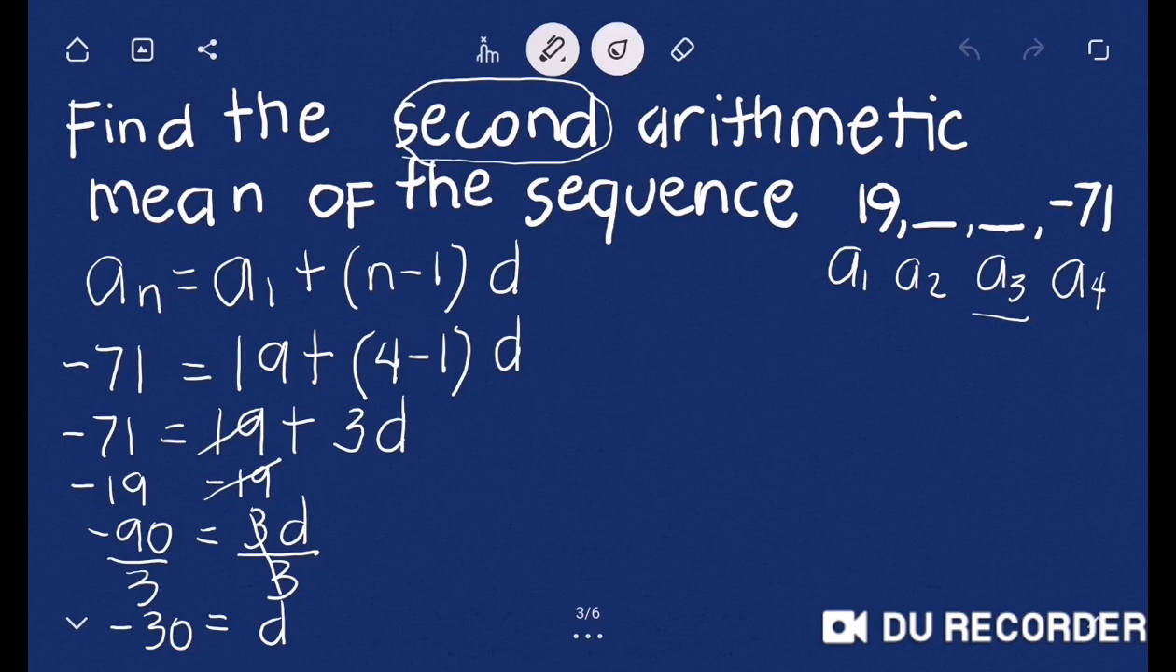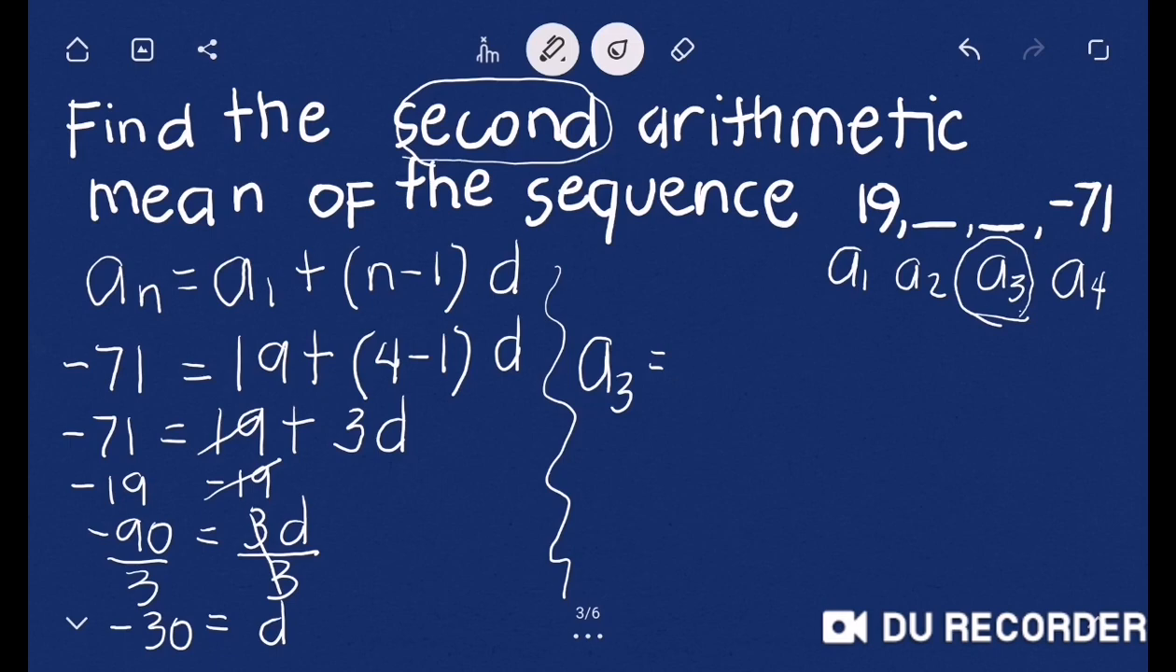So meron na tayong value ng common difference. So pwede na natin ngayon makuha kung ano yung ating second arithmetic mean, which is the third term of the sequence. So meaning we have to look for a sub 3.